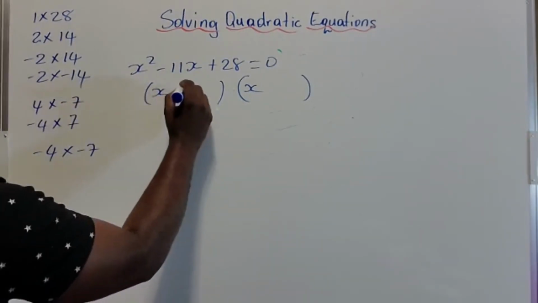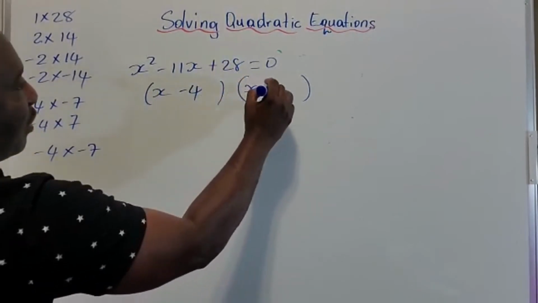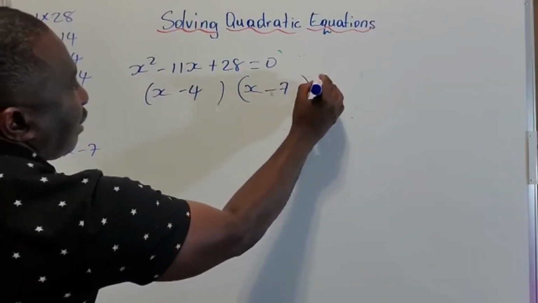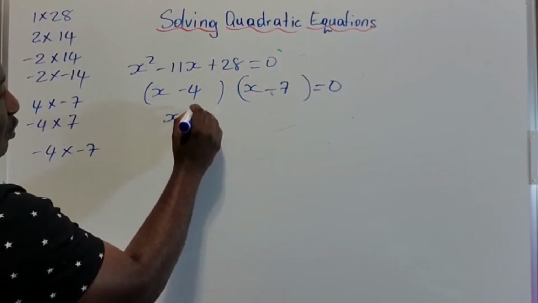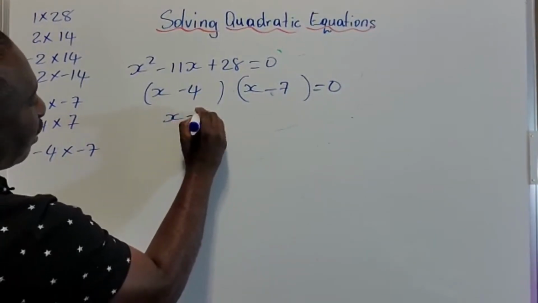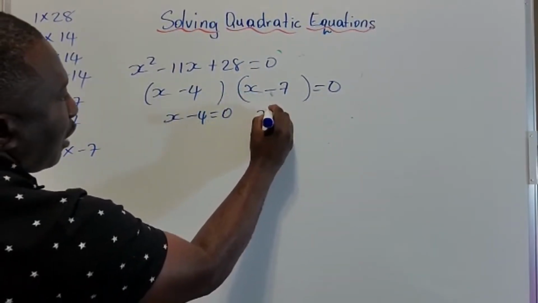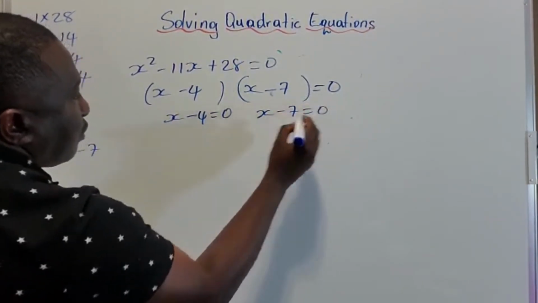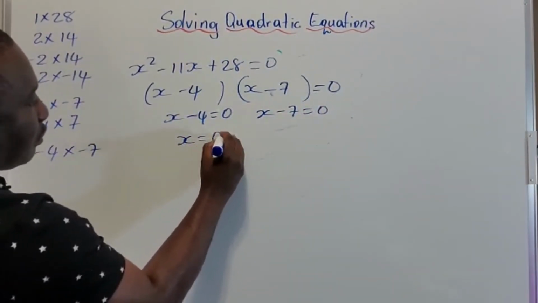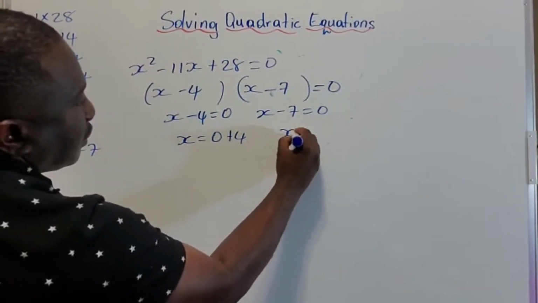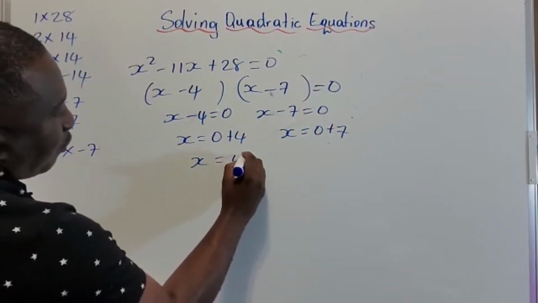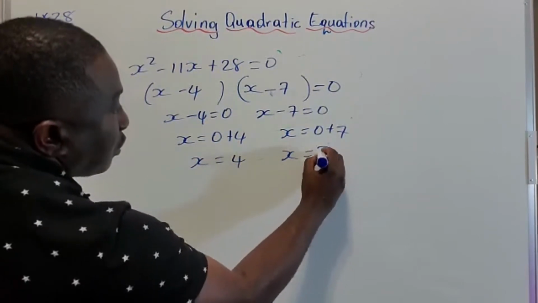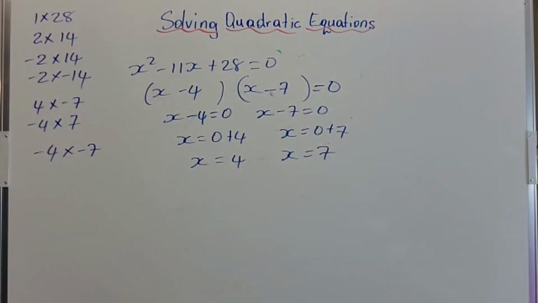Hence, x minus 4, x minus 7 is all equal to 0. Now we can solve. x minus 4 equals 0. x minus 7 equals 0. x is equal to 0 plus 4. x is equal to 0 plus 7. Therefore, x is equal to 4. x is also equal to 7. So the values of x are 4 and 7.